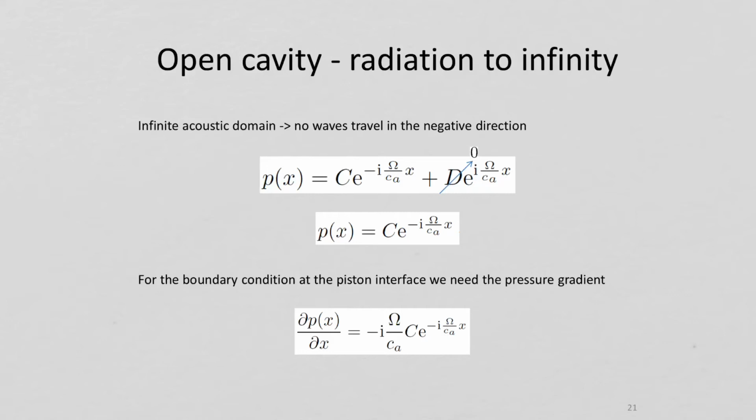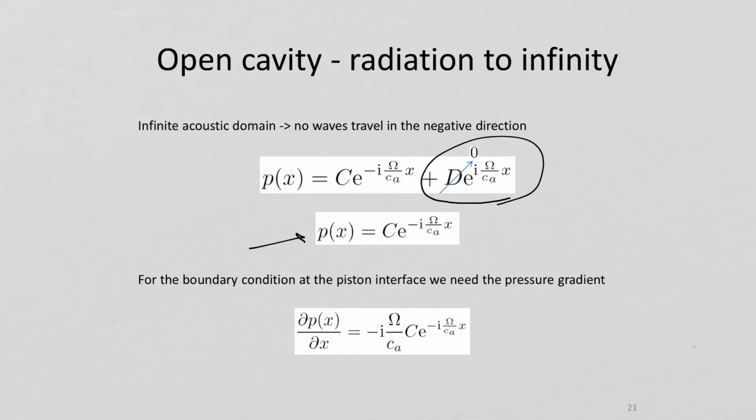That means we can directly write that the second part of the solution is 0, because this represents the backward traveling waves, and this can simply not happen when we have nothing at the end to reflect the waves back. That means we have very easily determined one of the constants, D equal to 0, and we can write up the equation for the pressure fluctuations like this.